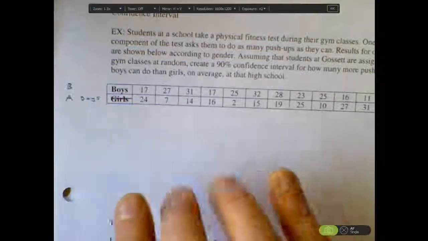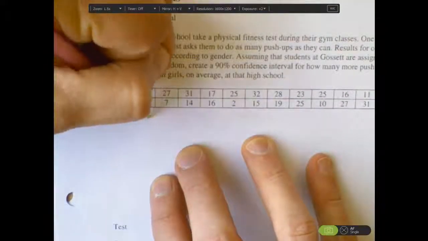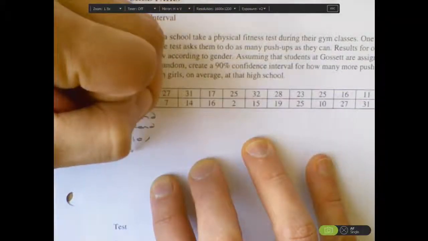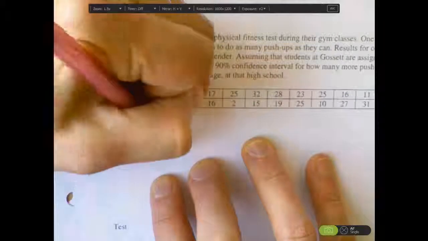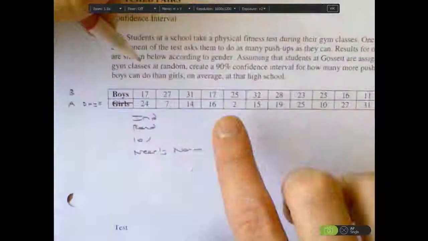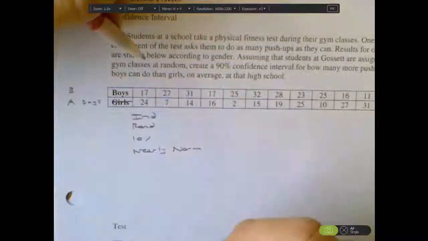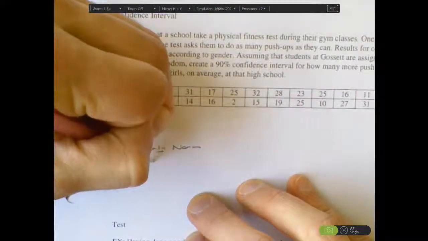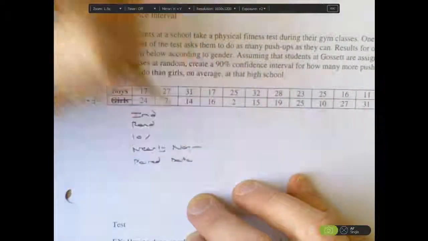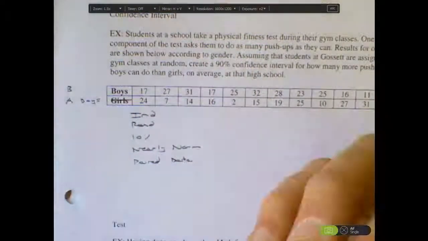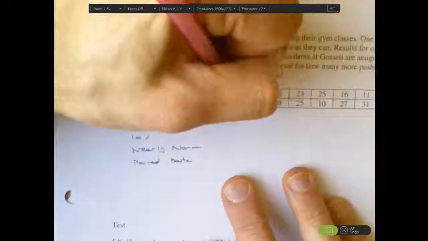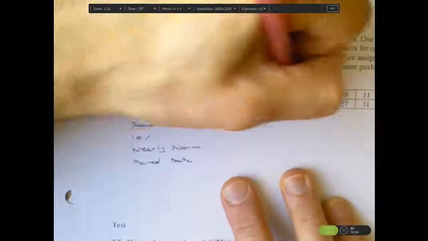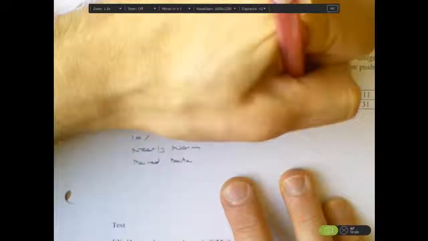Okay, so for matched pairs, I'm checking independence, random, 10%, nearly normal. For the nearly normal, though, I'm just looking at the histogram of the differences, and paired data assumption. Okay, no more independent groups because they're not independent. And this would be a paired t interval.